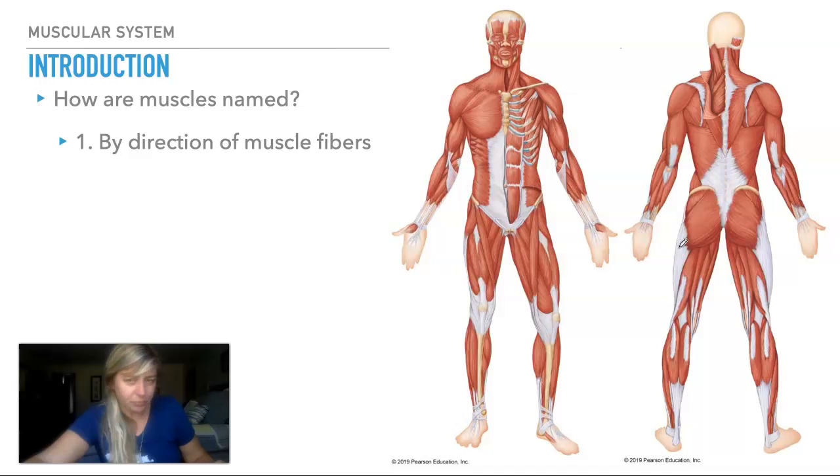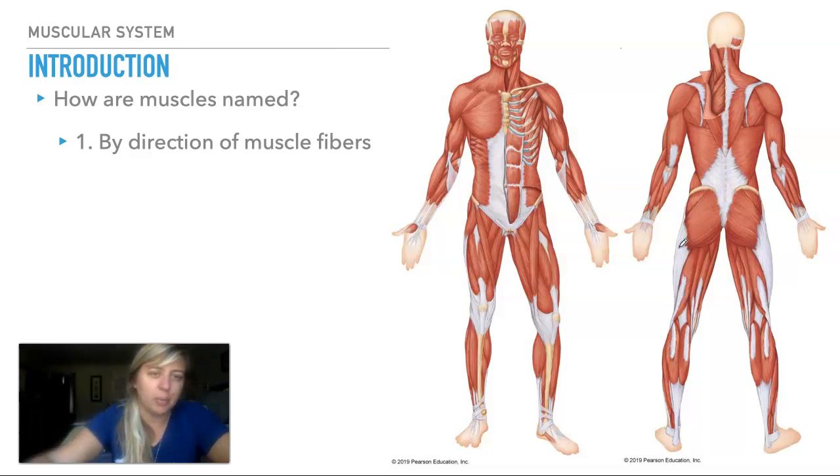There are several different ways. The more that you learn the terminology of A&P, the easier the names of the muscles will come to you, and it'll also help you tell a lot about them. The first way that muscle fibers are named is by the direction of their muscle fibers. So for example, an oblique muscle means the muscles are going at an angle. You can see an oblique muscle right here, right? These fibers are running at an angle.